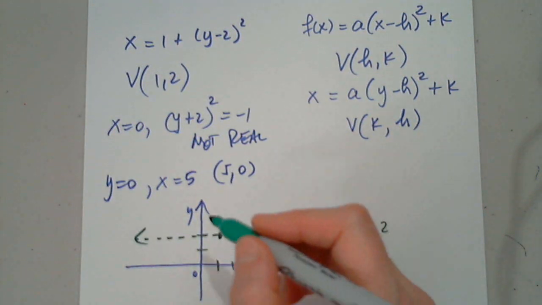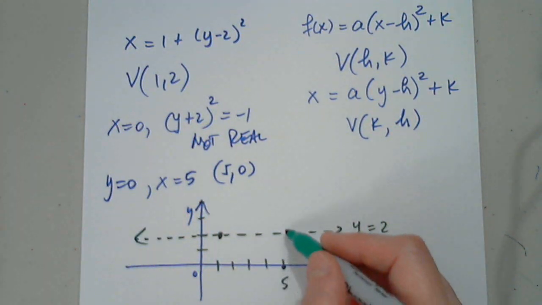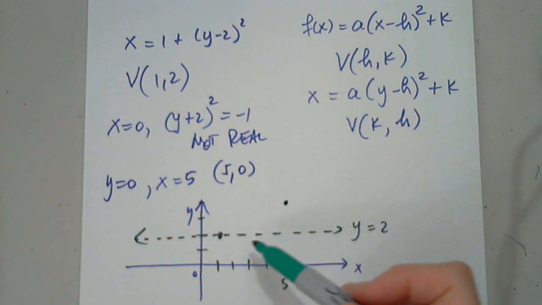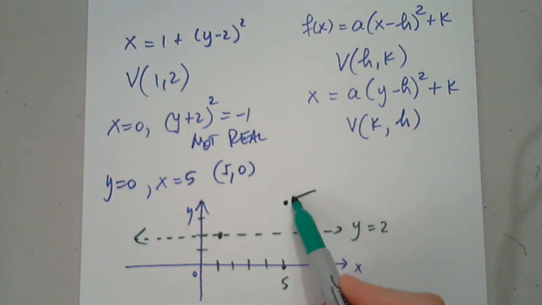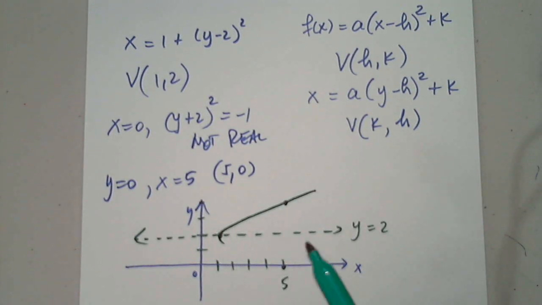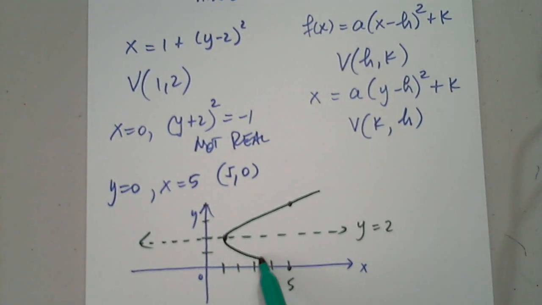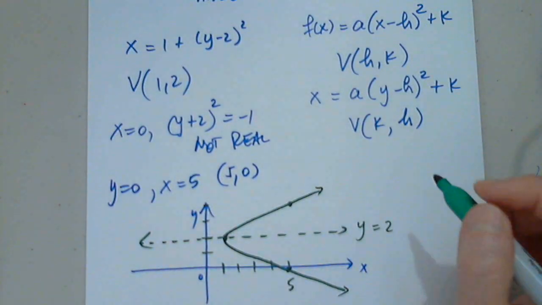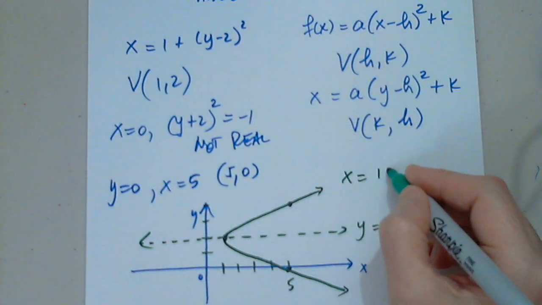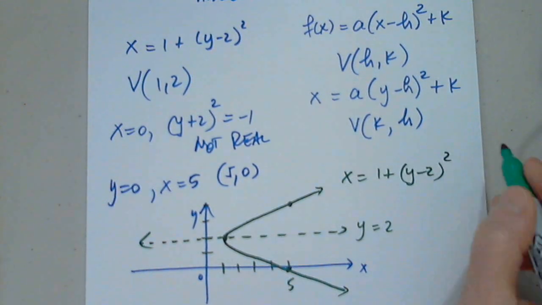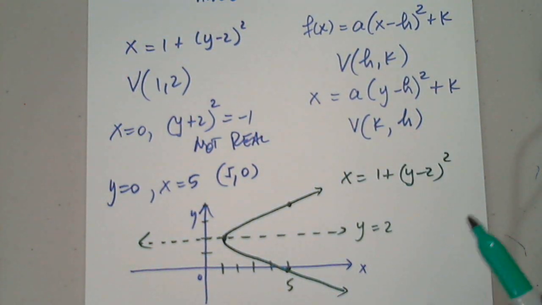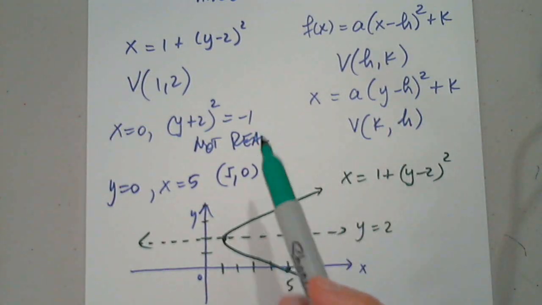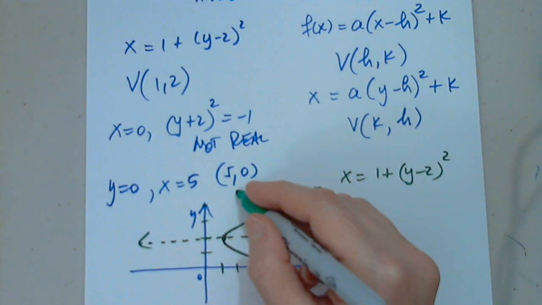Can I find another point? Right here, exactly 2 units away from the axis of symmetry. And here is the conic section in question. Oops, missed it a little bit, sorry. So this is x equals 1 plus (y minus 2) squared. We graph the parabola, the conic section. Now x equals 2. Here is x equals 2.